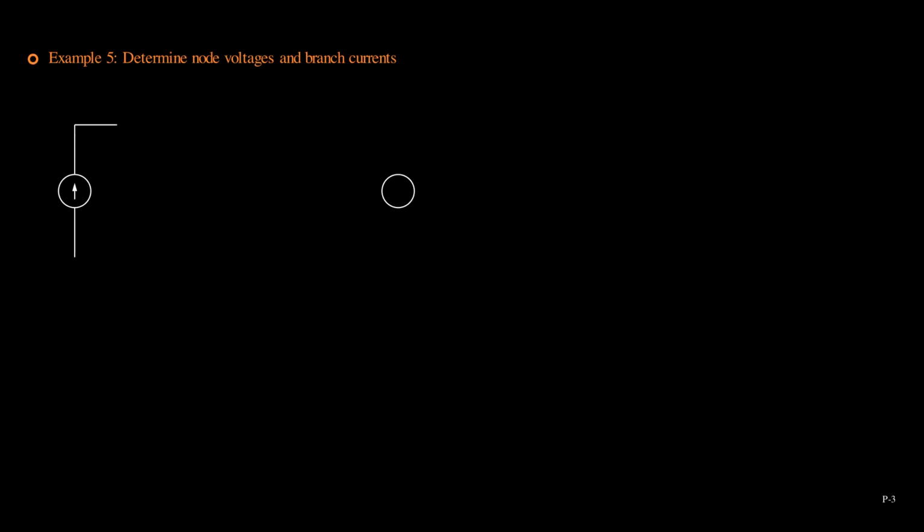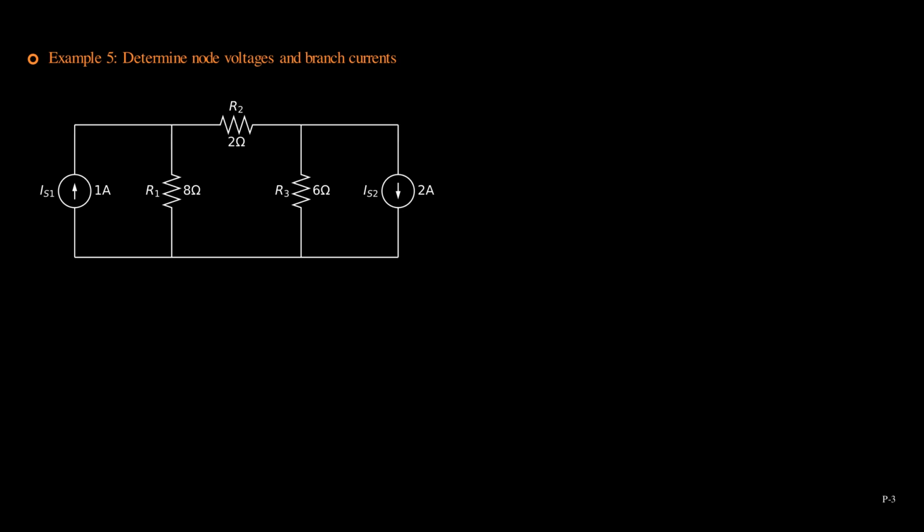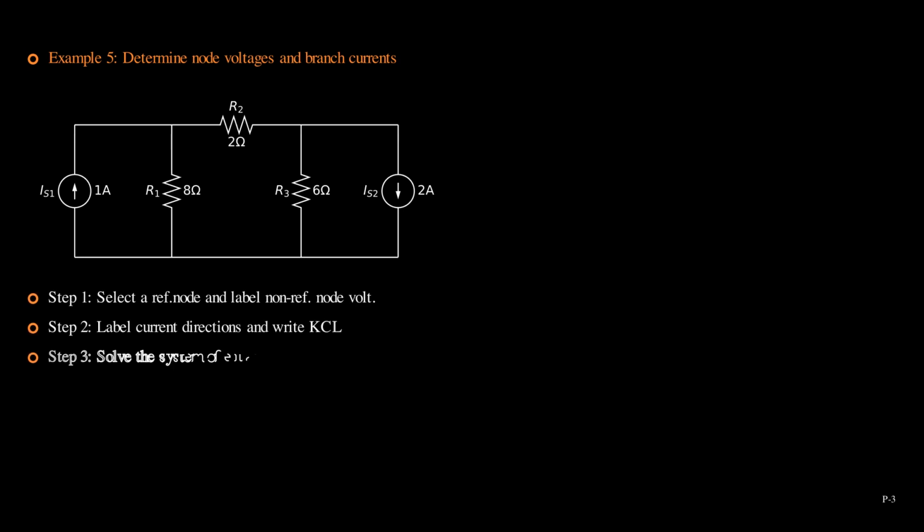Now, let's move on to example 5. The question asks us to determine node voltages and branch currents. Note that this circuit has 2 current sources, but no voltage sources. We list the 3 steps as follows.